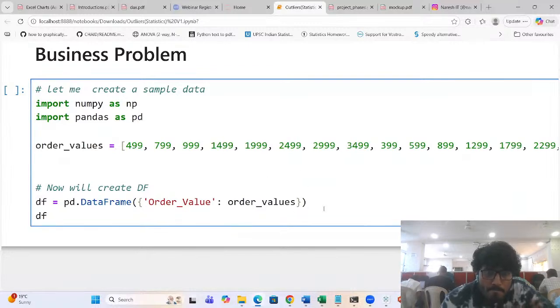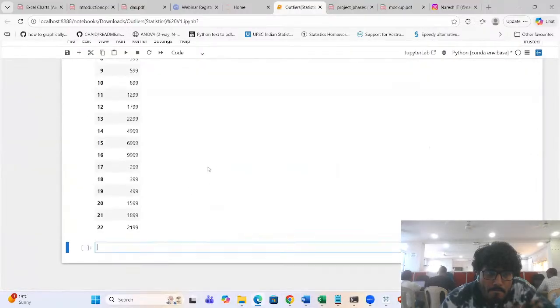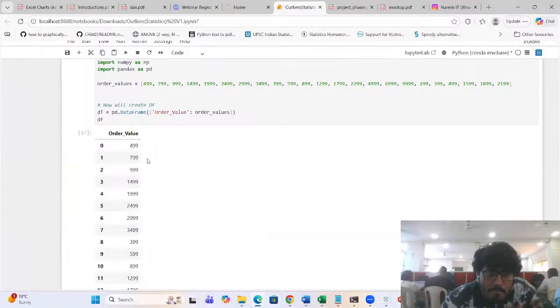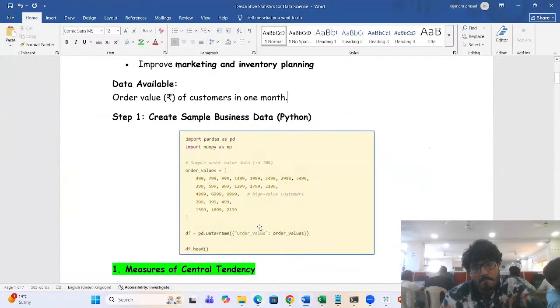Clear? So now let's go and see. This is the data that I have. This is the order value that I received in a particular month, let's say 22 or 23 days. Okay, so this is the data. We have created a sample data.